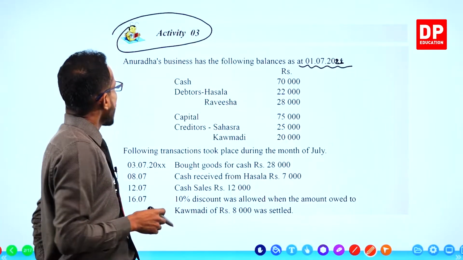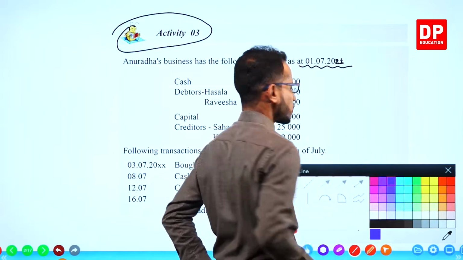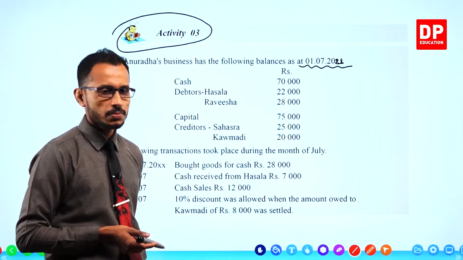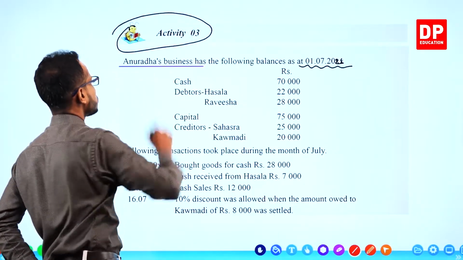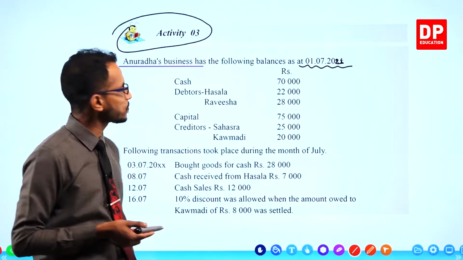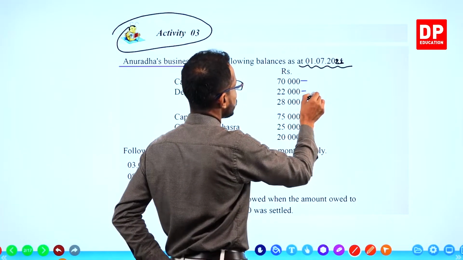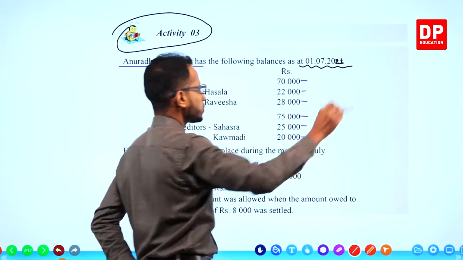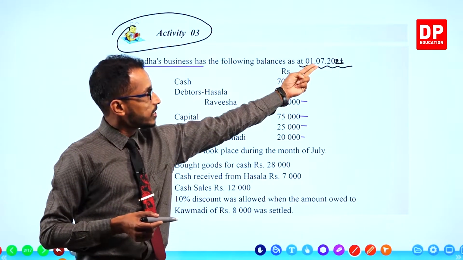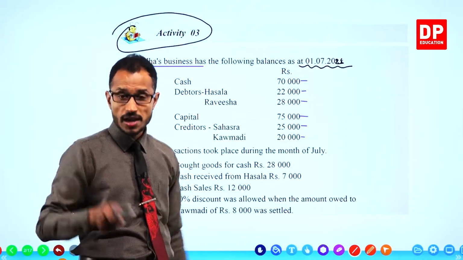Alright. Anuradha's business. This business is a sole proprietorship. Let's assume that it is a sole proprietorship, carried out by the owner, Anuradha. And he has given the following balances: 1, 2, 3, 4, 5, 6, as at 1st July 2021.